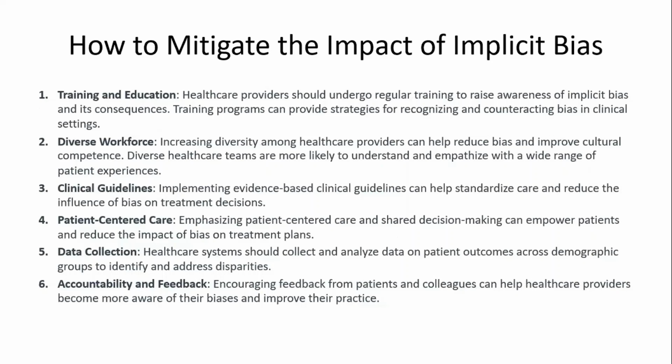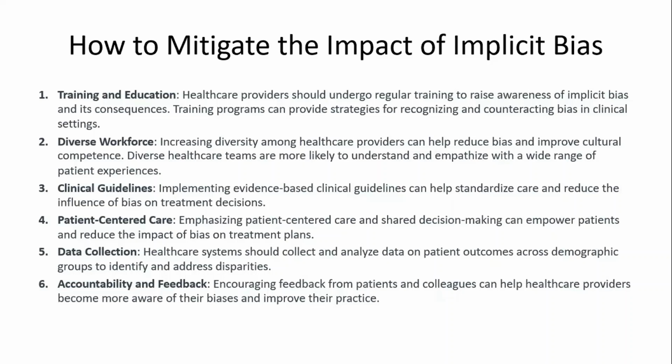So how do you mitigate the impact of implicit bias? If this is going on in our heads automatically, and it's based on shortcuts that your brain is making up as they go, how do you fix that? Well, you should undergo regular training to understand what implicit bias is and its consequences. Increased diversity among healthcare providers helps reduce that bias and improve cultural competence because you're being exposed to more different types of people, more different types of cultural influences, which then helps your brain kind of reroute itself.